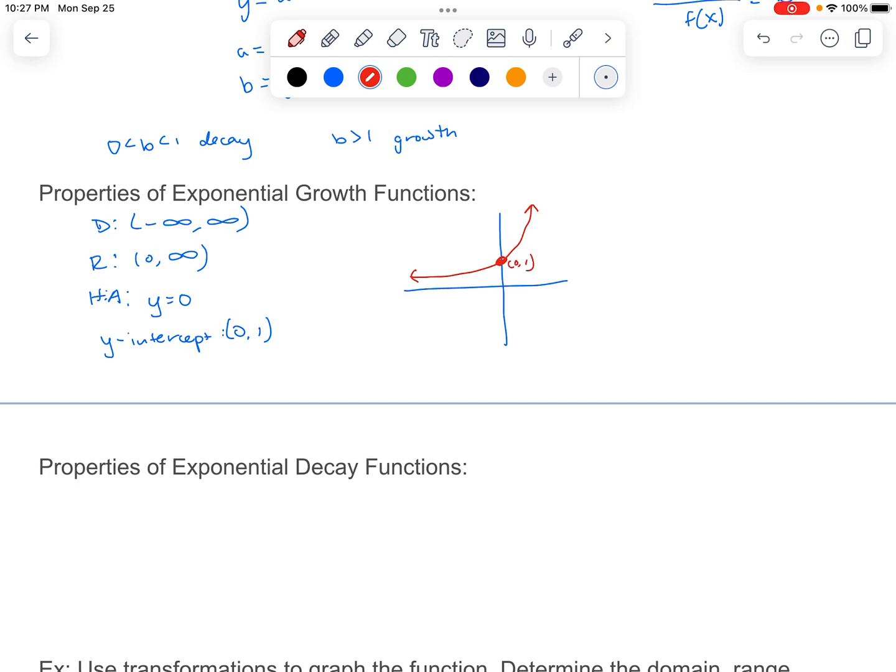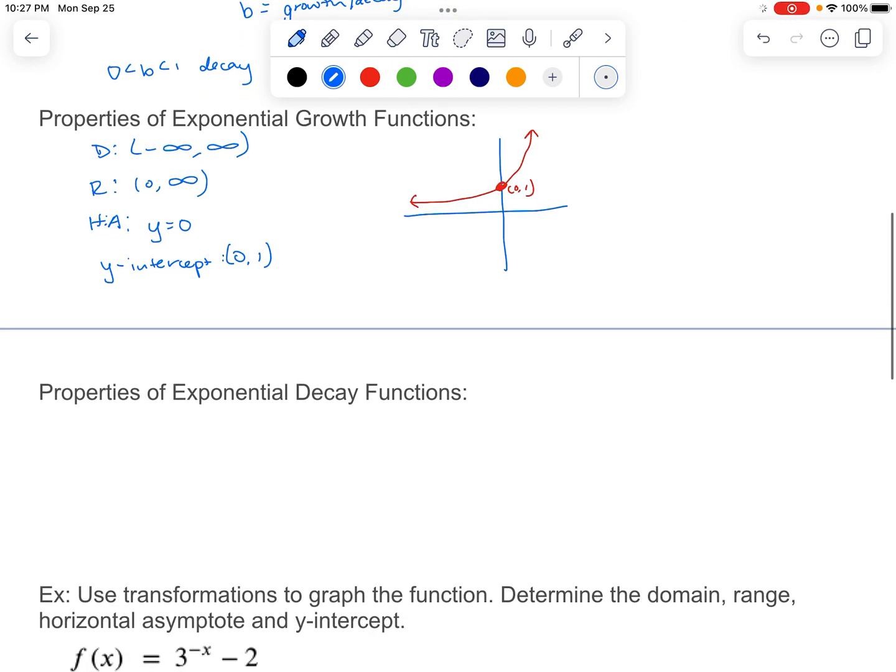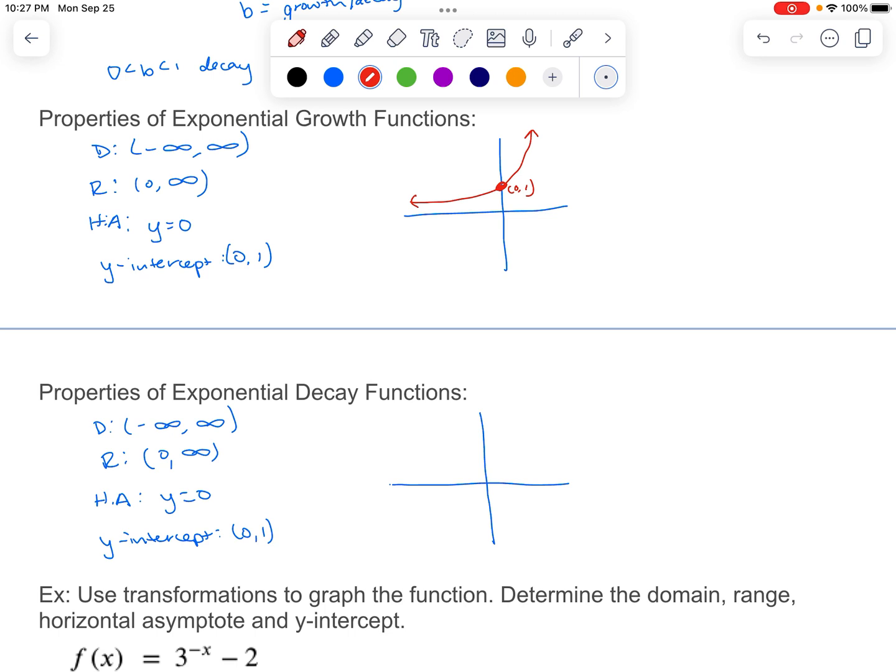So let's just look at a graph here real quick, just draw a rough sketch. That is an exponential growth function. So now notice we've got exponential decay. So similar properties, your domain is still negative infinity to positive infinity. Your range is again 0 to infinity. Horizontal asymptote, y equals 0. The y-intercept is still at 0, 1.